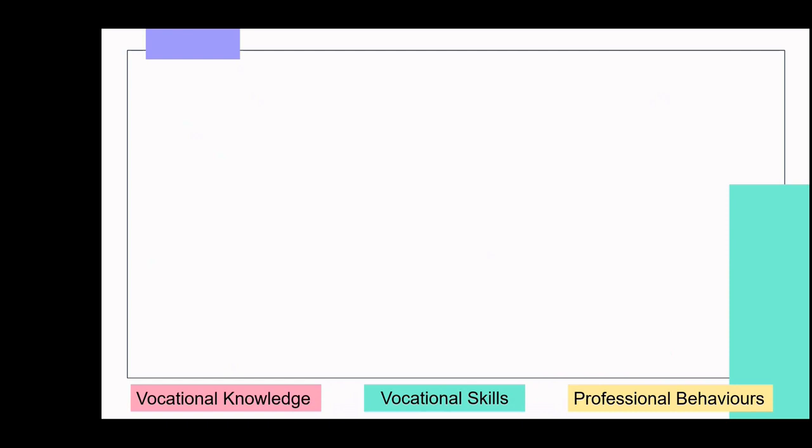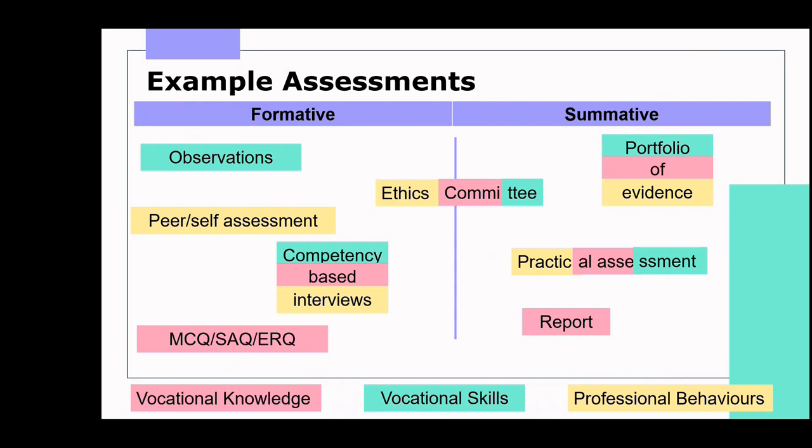So let's look at some examples. So here we've color-coded what's being assessed. I'm about to show you a table. Everything in red is assessing vocational knowledge. Everything in green is assessing vocational skills. And we have professional behaviours in yellow. We've split it into formative and summative assessments.